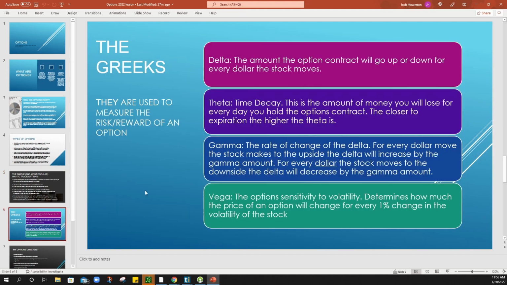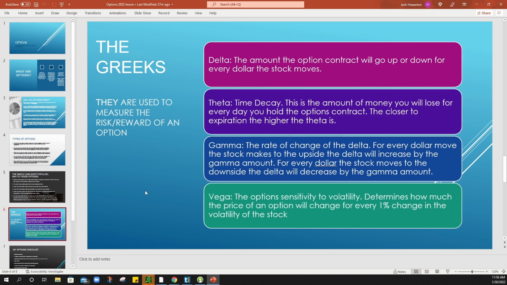So something that confused me a lot as a new trader with options was what we call the Greeks. Okay? The Greeks. You're like, the Greeks? We got Greek yogurt, right? Is that what we're talking about? Greek food? It's delicious. No. The Greeks are used to measure the risk and reward of an option.